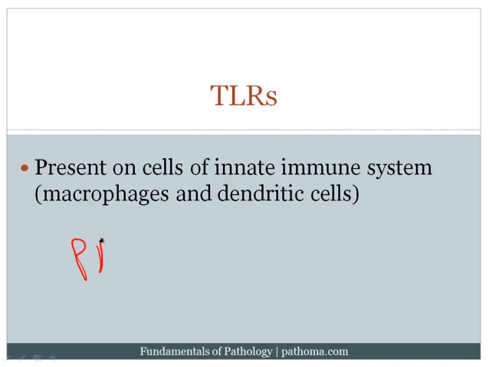PAMPs, pathogen-associated molecular patterns. These are patterns of molecules that are present on pathogens, and they're commonly present on pathogens. And the toll-like receptors recognize these general patterns, and when they see this pattern, that lets the body know that there is an invader present within the body, and that turns on the acute inflammatory response.